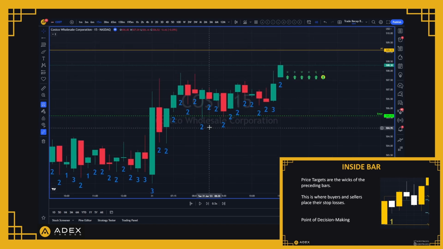Notice how Costco retested that daily call trigger to enter twice. It came down once, retest. Buyers are definitely here. Came down again, retest. Buyers are definitely here. And then now, to the upside.